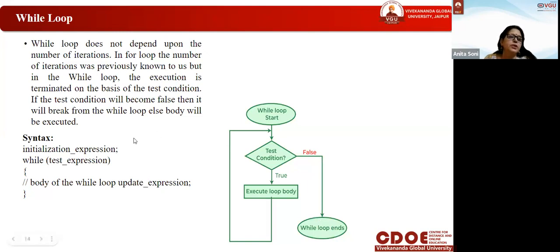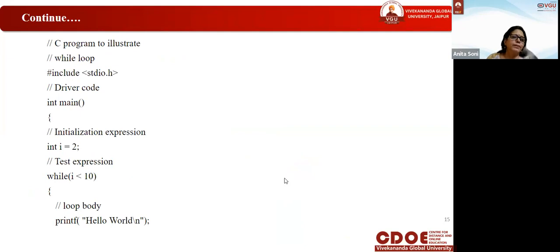So this is the syntax for the while loop. First you initialize the expression, and in while you test the expression. Here is the beginning of the while loop, this is the end of the while loop, and here is the body of the while. The same program you can write by using a while loop also.